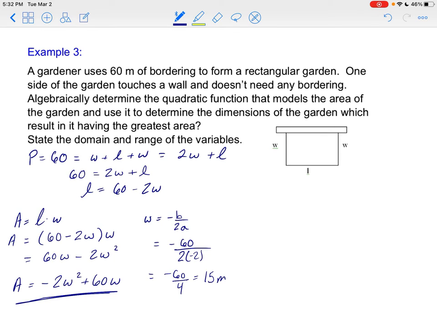And we can sub that back into our equation for length. So at w equals 15, we have length is equal to 60 minus 2w. So that's minus 2 times 15. So that's 60 minus 30, which is 30. So what we have here is this rectangle, and we've made a 15 by 30 rectangle like that.